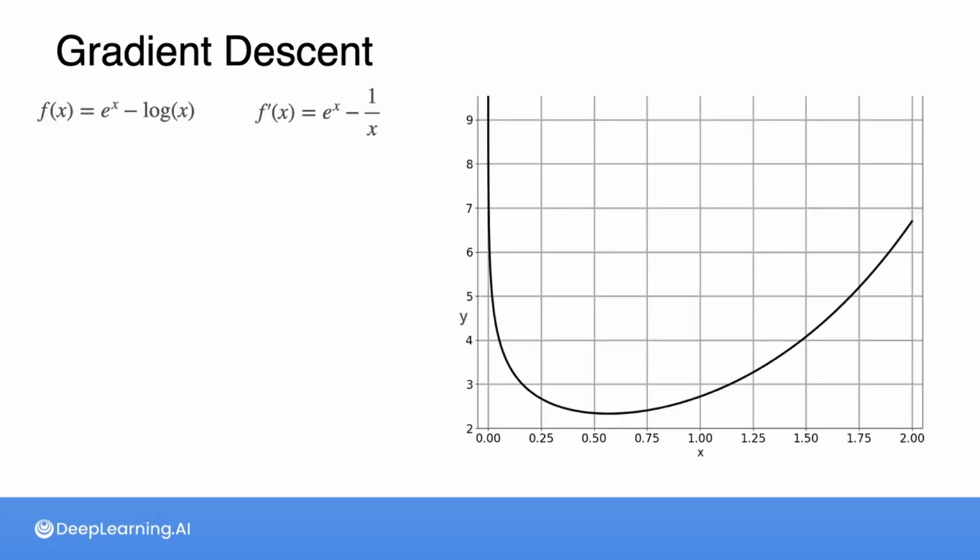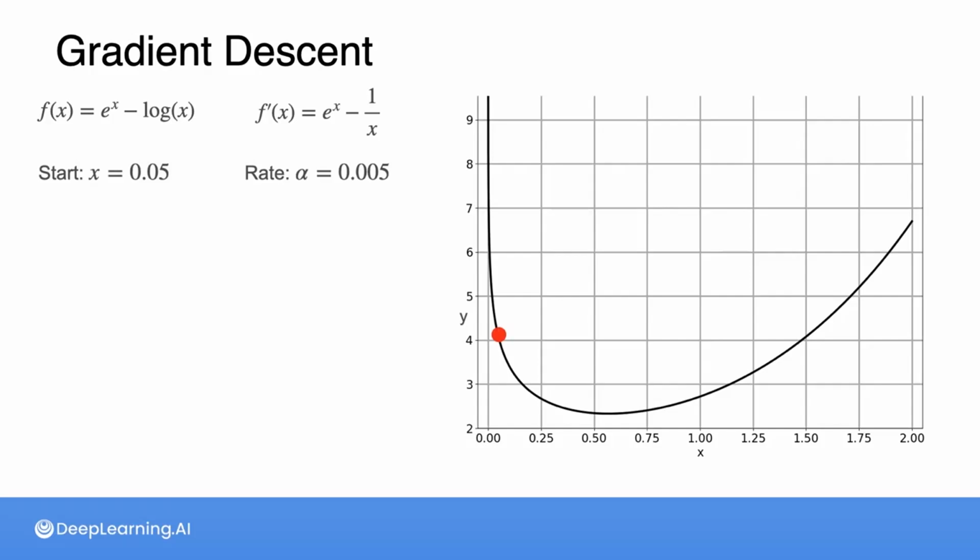So now let's try it on the example. Let's do a couple of iterations. Recall that the function is e to the x minus logarithm of x, and the derivative is e to the x minus 1 over x. So let's pick a starting point of 0.05 and a learning rate of 0.005.